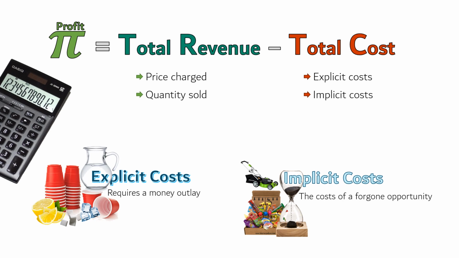Positive economic profits mean we're paying the producer more than they're asking for. They're earning money in excess of the minimum amount they need to be willing to do it.